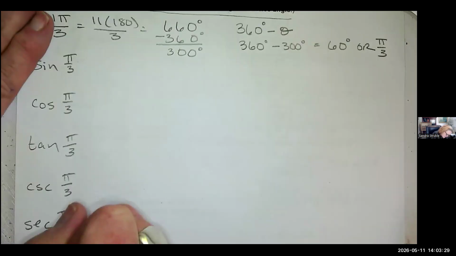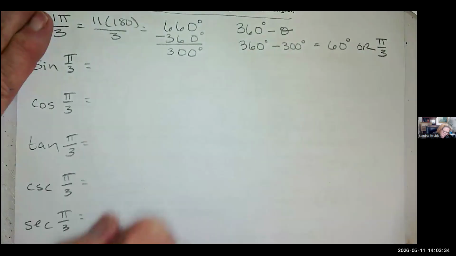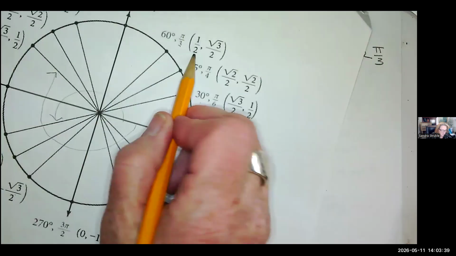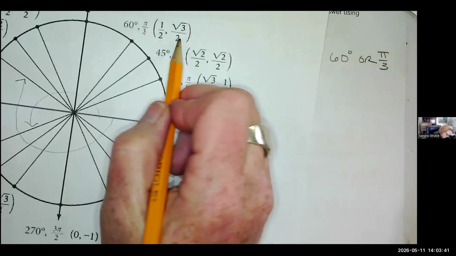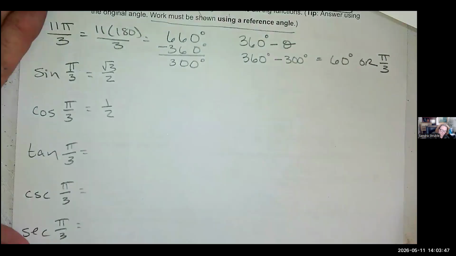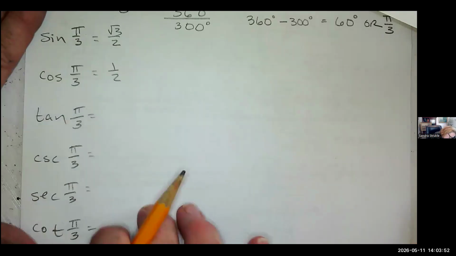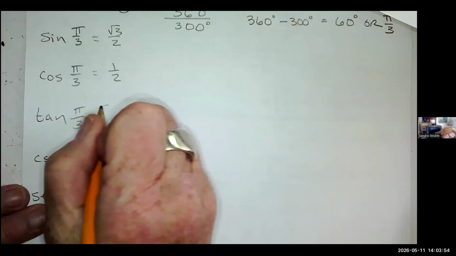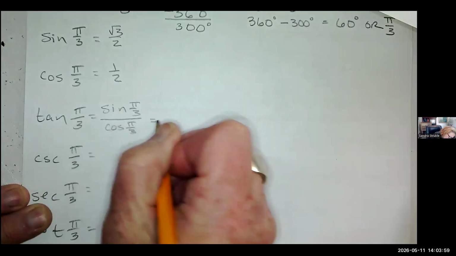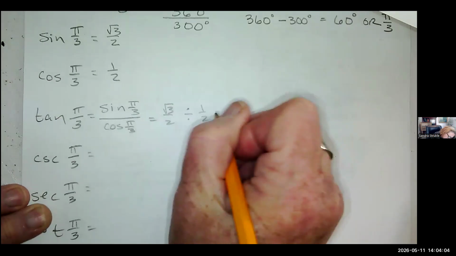All right, so let's find our reference angle functions. Looking at pi over 3, my cosine is 1/2. My sine is square root of 3 over 2. Everything should be positive. This is quadrant 1. Everything should be positive here because you're using your reference angle, quadrant 1. Tangent is sine over cosine. Sine is square root of 3 over 2, divided by your cosine 1/2. Keep, switch, reciprocal.